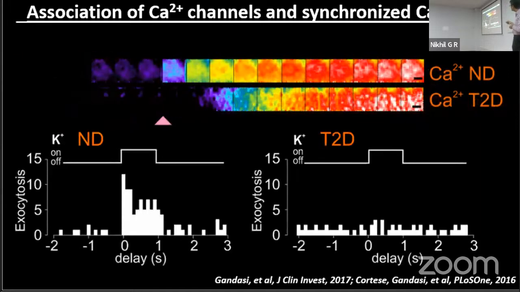In the case of type 2 diabetic, there is no point dependent range where there is an increase in calcium. So what happens is it's everywhere. This is where the stimulation is, but the signal is basically everywhere. So there is no particular localized entry of calcium.